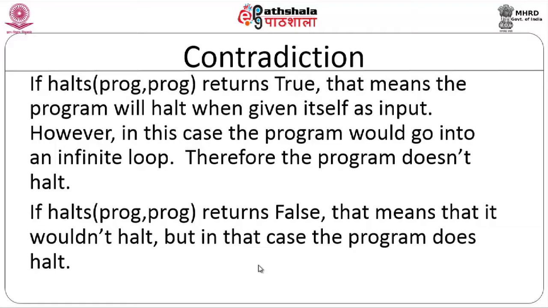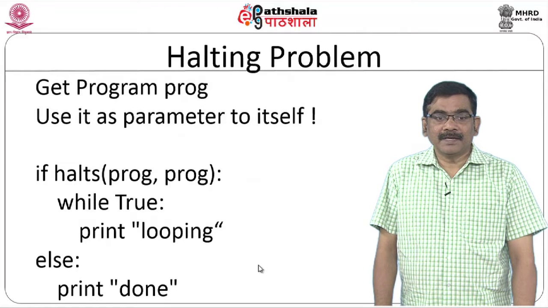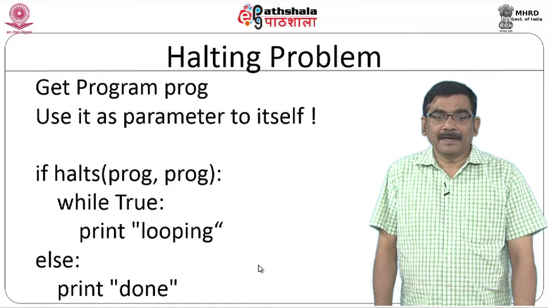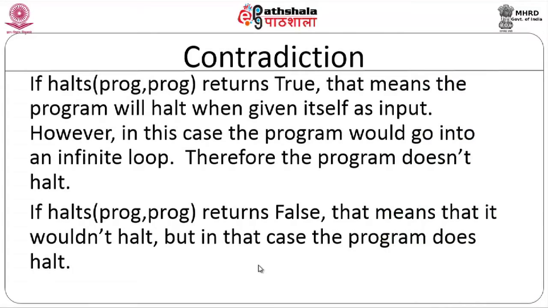Suppose the program, taking itself as an input, returns true. That means the program says that this program will halt. However, in this case, you can see that if the condition is true, the program keeps on looping. So, that means actually the program is not halting. This is a contradiction. We say the program halts, but actually the program is not halting.